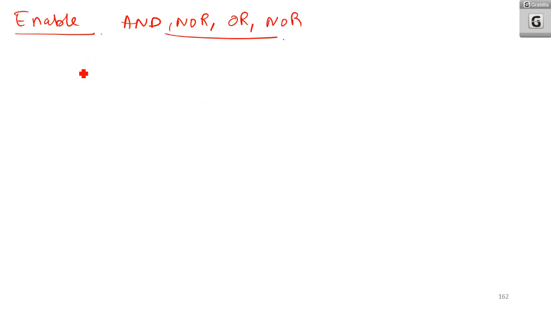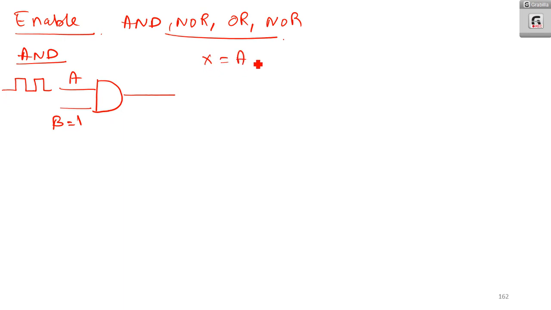Coming into the enabling circuit, the first one is dealing with AND. How to deal with it? You have 2 inputs, A and B. B is set to 1. If B is set to 1, what happens? Whatever is the input in A, x is equal to A dot B, and B is set to 1. So x is equal to A dot 1. What is A dot 1? That is A itself. You will get the output always equal to the pulse train which is coming in A. So that means you are enabling the input A to go to any other part of the logic circuit.